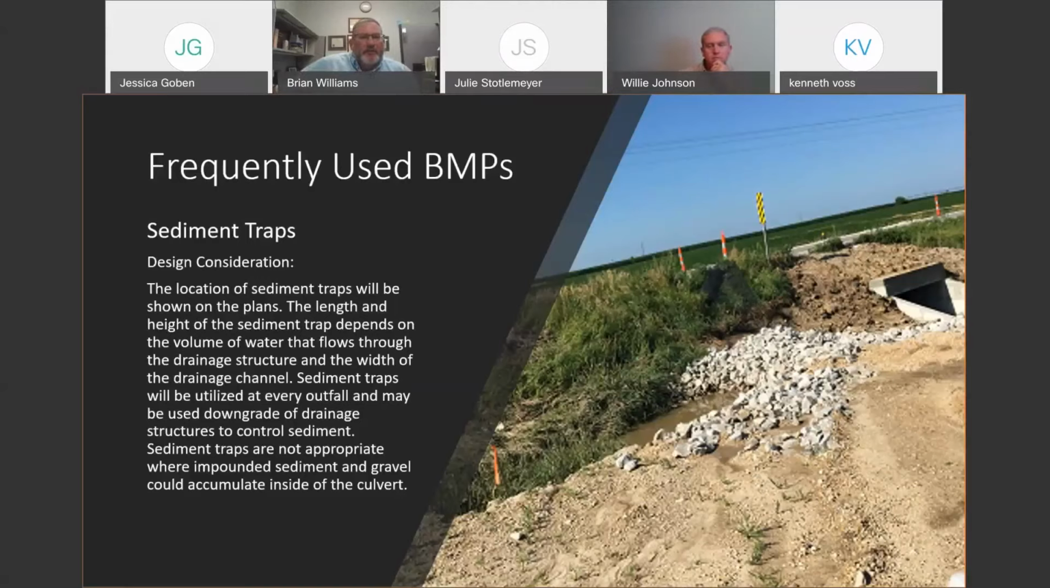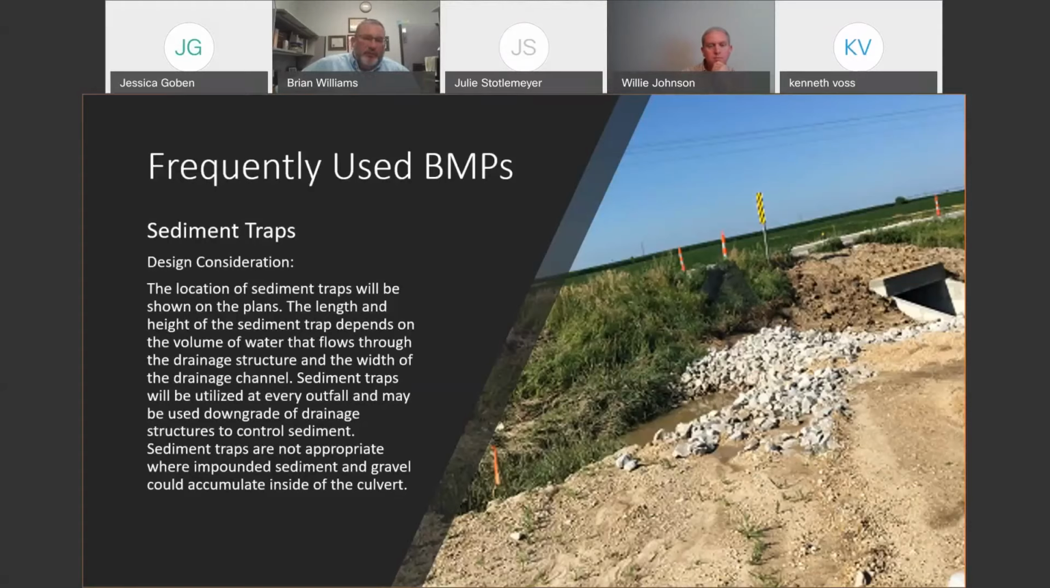The length and height of a sediment trap depends on the volume of water that flows through the drainage structure and the width of the drainage channel. Sediment traps will be utilized at every outfall and may be used downgrade of drainage structures to control sediment. Sediment traps are not appropriate where impounding sediment and gravel can accumulate inside of a culvert.